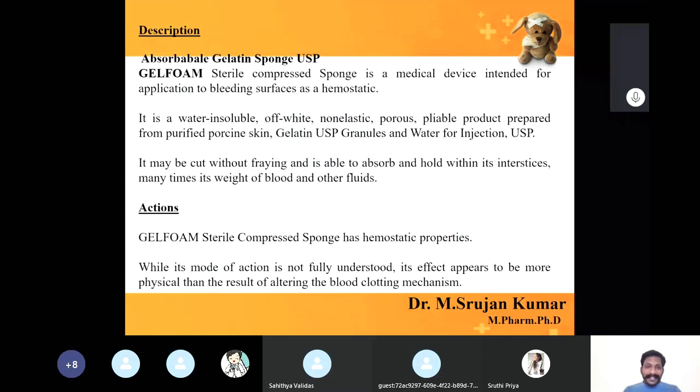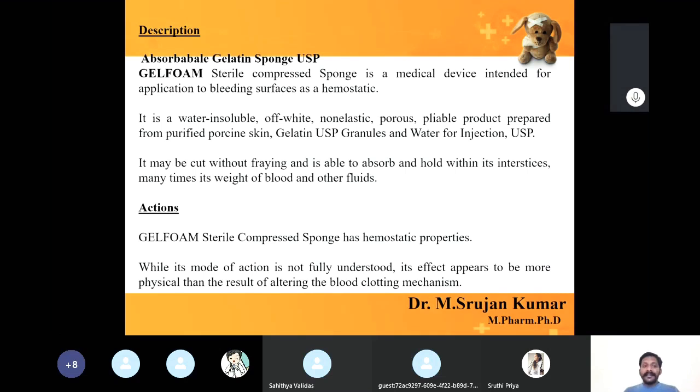So what do you mean by gel foam? Gel foam is a sterile compressed sponge, a medical device intended for application to bleeding surfaces in cases of hemostasis. A person suffering from hemostasis, in that condition, you can apply this gel foam. What do you mean by hemostasis? It is a condition where there will be increased blood loss. In that condition, in order to prevent and stop the blood loss, you will be applying this gel foam onto the surface of the wound.